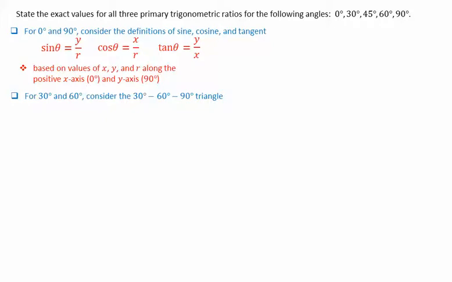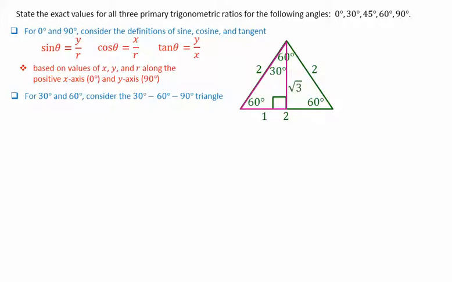For 30 degrees and 60 degrees, consider the 30, 60, 90 triangle. Here I have an equilateral triangle with each side being 2 and each angle being 60 degrees. Splitting this down the middle, we actually then will form a 30, 60, 90 triangle. We now have the shortest side as being 1, which is half of 2. We can then use Pythagorean theorem to figure out the other side, opposite the 60 degrees, as being the square root of 3.